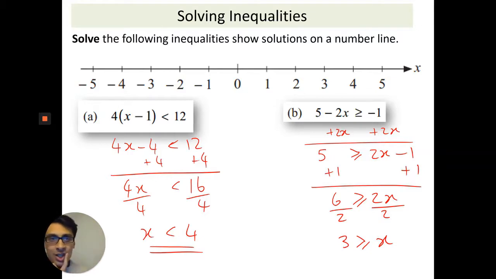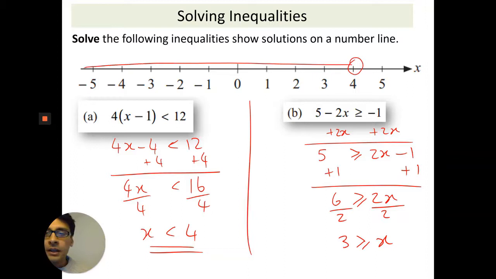So we're going to show the solutions on the number line. For A, they're separate questions. For A, we know it's less than 4, and we don't include 4, so there's going to be an arrow going left. It should go to the end of the number line, really.